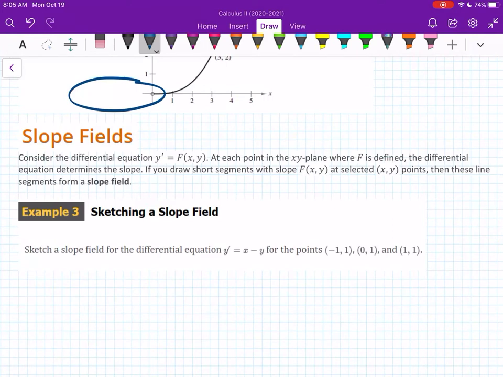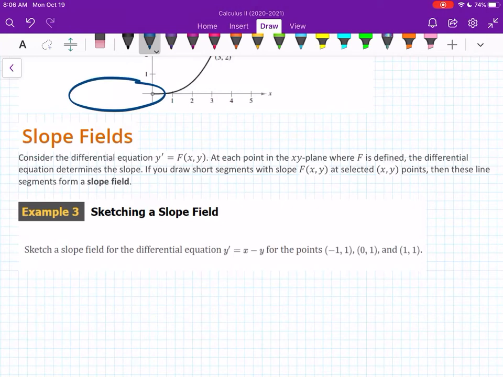Slope fields. Slope fields are a lot of fun. I really enjoy slope fields, and I hope you do too. So when we talk about slope fields, what we're doing is we're considering all of the possible general solutions. And so we're going to kind of graph what they might look like and get a feel of what that graph flow could look like, which is pretty cool.